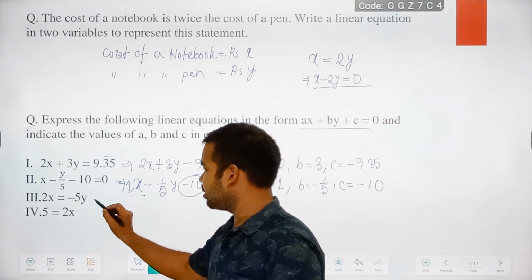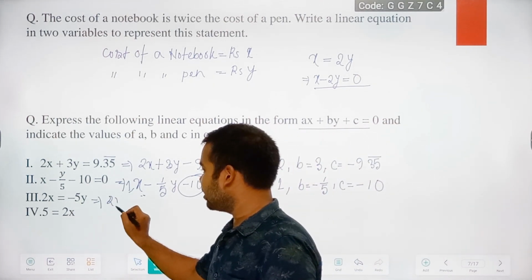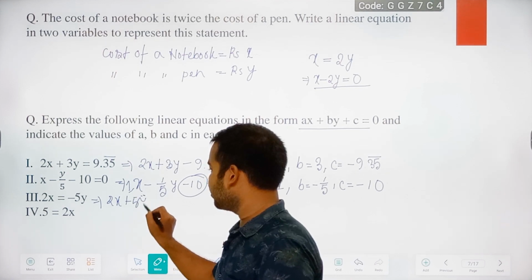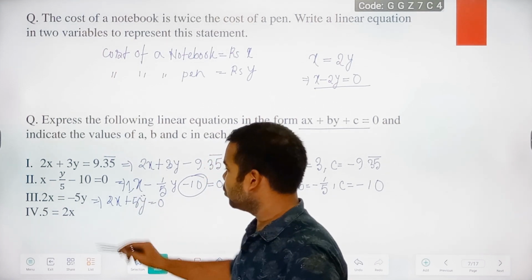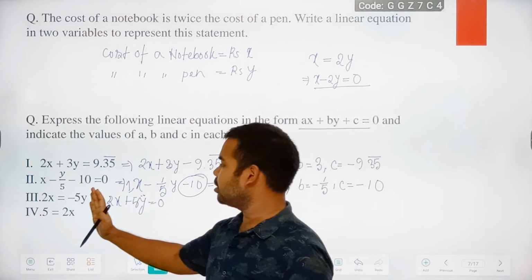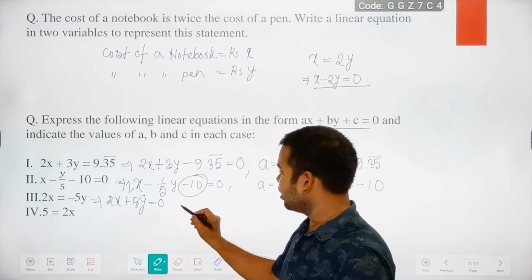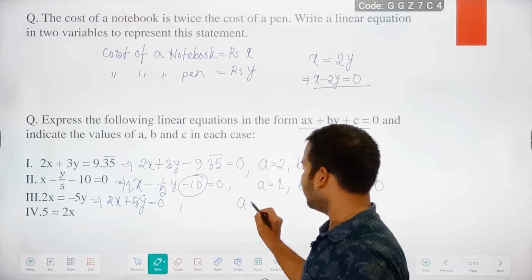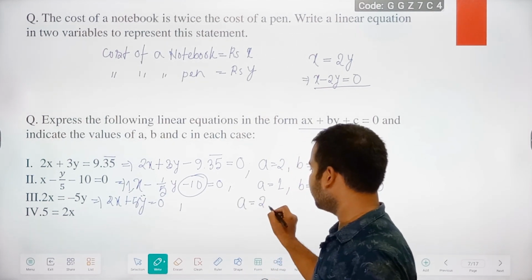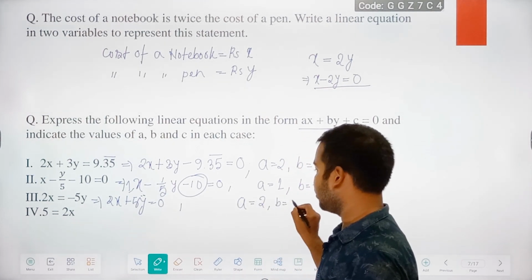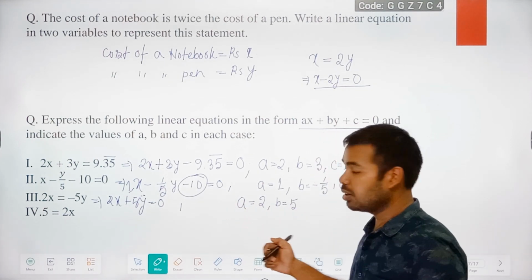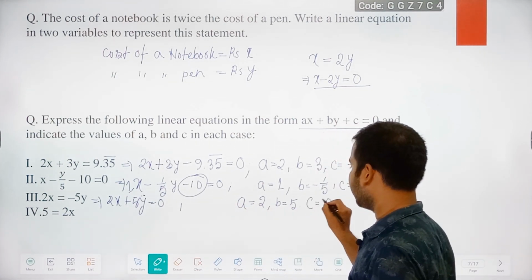Now, what is this? See, this can be written as twice x plus 5y is equal to 0. I need to shift this minus 5y to the left side. Now, what is a? Clearly, you can see a is equal to 2 and b here is equal to 5 and there is no c term. So, c is equal to 0 here.